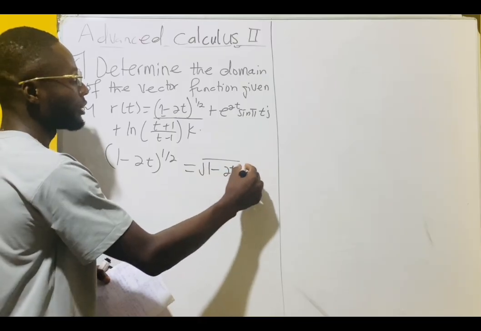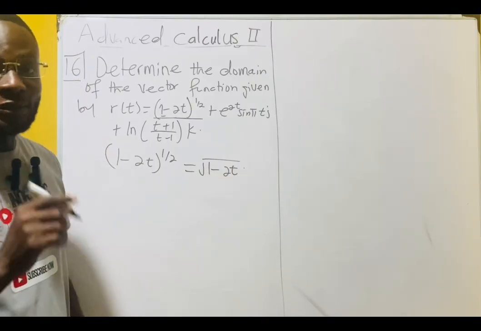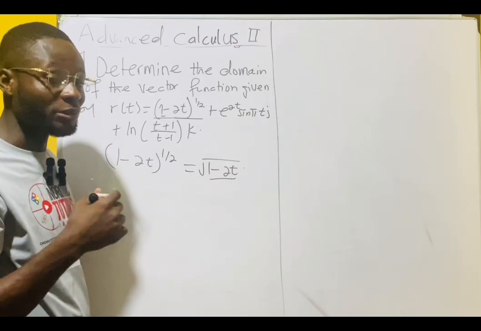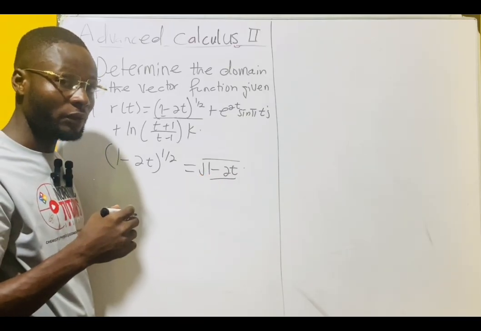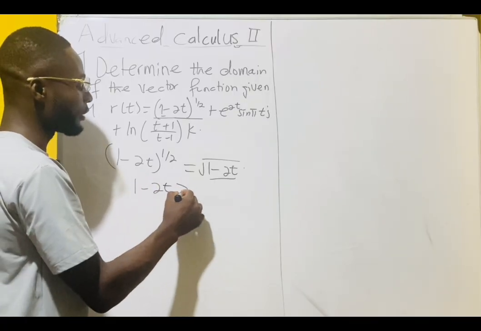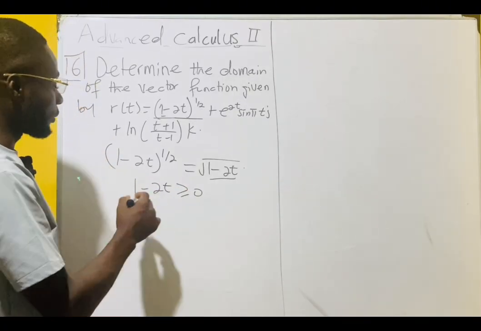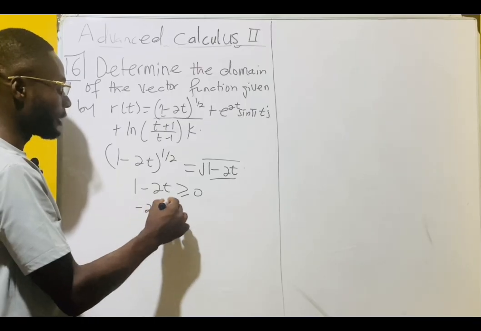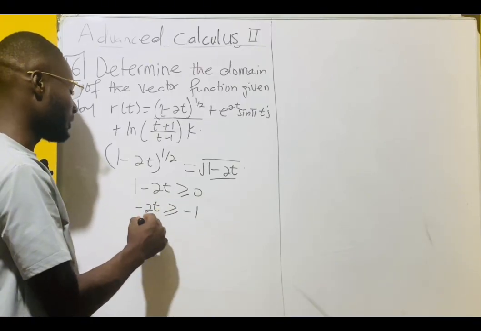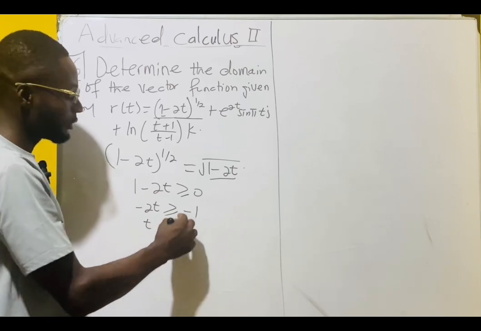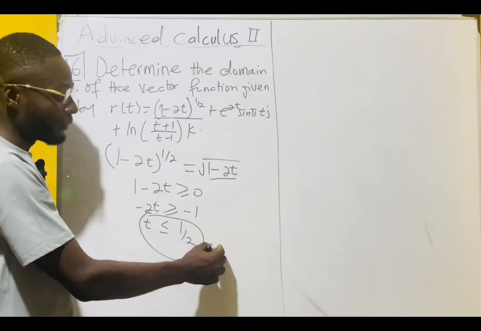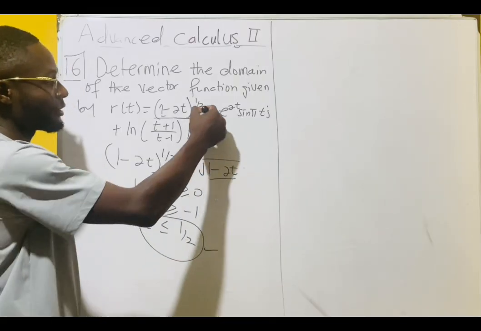1 minus 2t. And you know that any expression inside a square root sign should be greater than or equal to 0, right? So we can say that 1 minus 2t should be greater than or equal to 0. So this means that minus 2t is greater than or equal to negative 1. So you have t to be less than or equal to half. So this is for the first component, which is this, right?